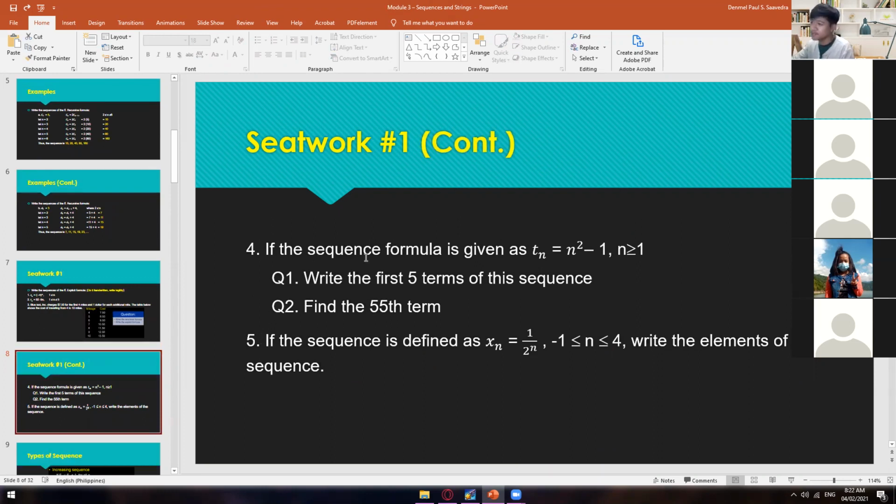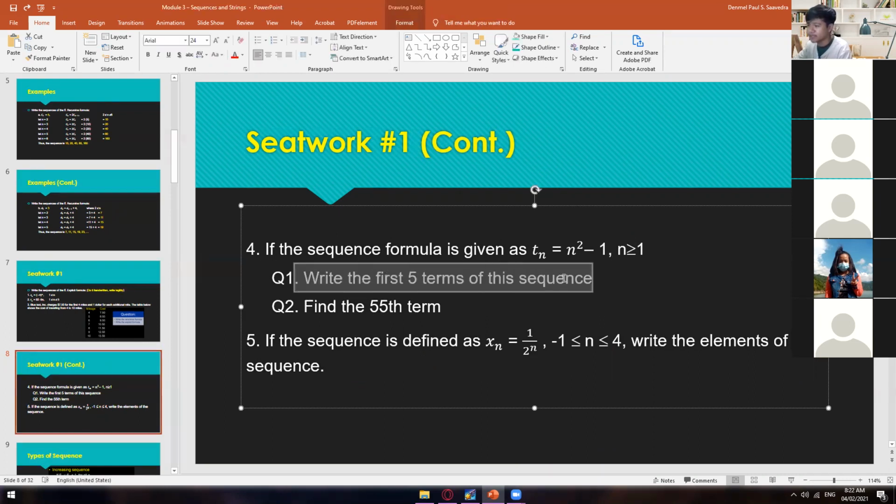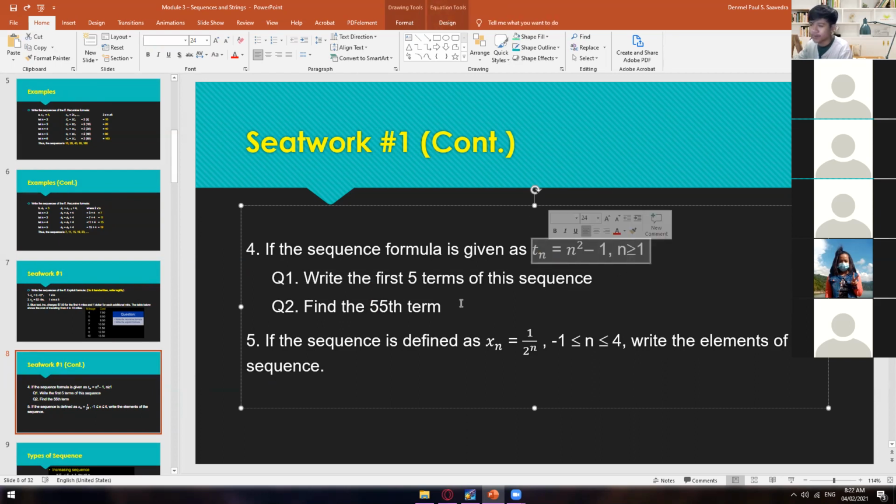So if the sequence formula is given as t sub n is equal to n squared times 1, wherein n is greater than or equal to 1, write the first 5 terms of this sequence, and then find the 55th term using this formula.